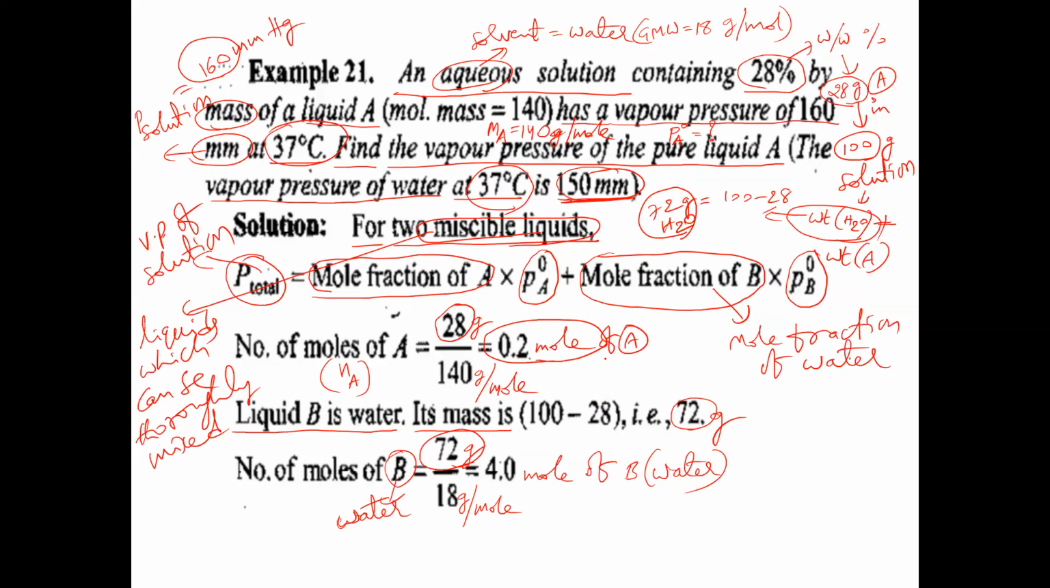0.2 moles. We can now get the mole fraction. When you know the number of moles, we can get what? Mole fractions. If you know the mole fractions, we can substitute here the mole fraction of A and the mole fraction of B, that is water. Is that clear so far?